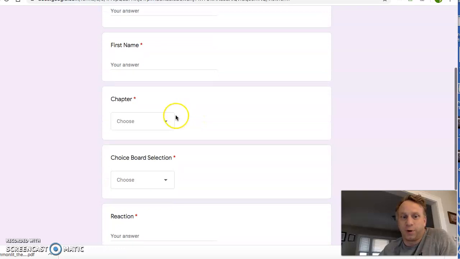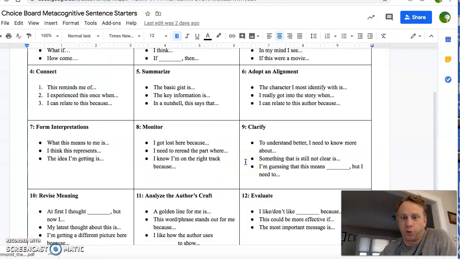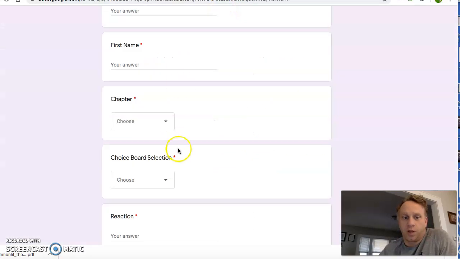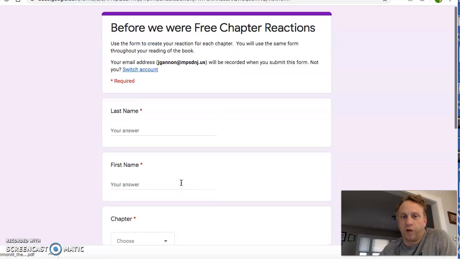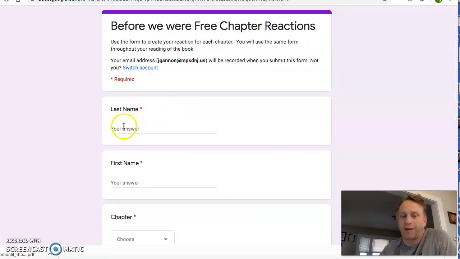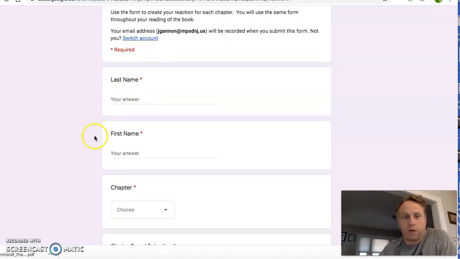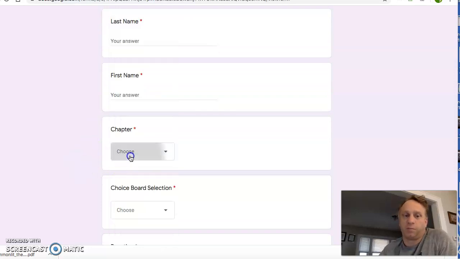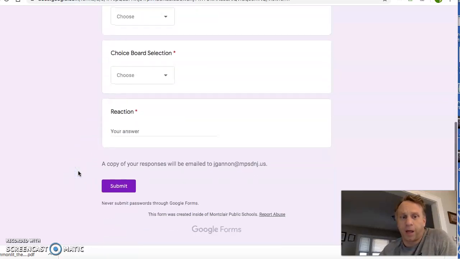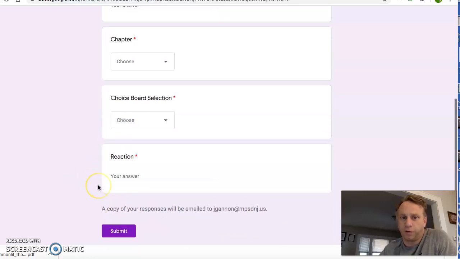You'll enter your last name, first name, and pick the chapter. You're going to pick the choice board box that you selected from this choice board. And then you're going to give me your sentence reaction to the chapter. Simple as that, one sentence, no more than that, and move on. You're going to keep coming back to this form over and over again. So you'll come back after chapter 2, click chapter 2, click chapter 3, click chapter 4, and so on, and give your reaction for each of those chapters.